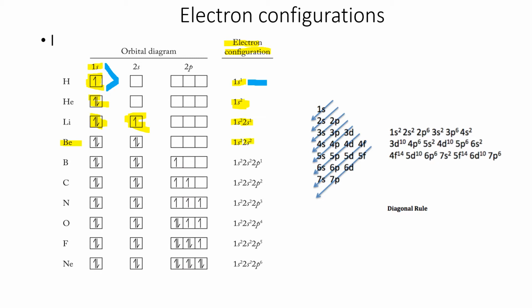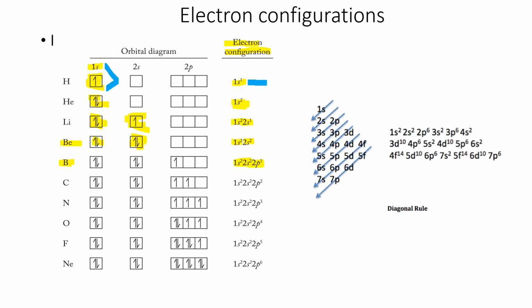How does that look with the orbital diagrams? 2 electrons in that 1s orbital, 2 electrons in that 2s orbital. Now when I get up to 5 electrons, I no longer have any room in that 2s orbital. So if I get to boron, which has 5 electrons, 1s2, 2s2, I can't put a 3rd electron in there. I got to go to the next orbital. Now I start the p's, 2p1.